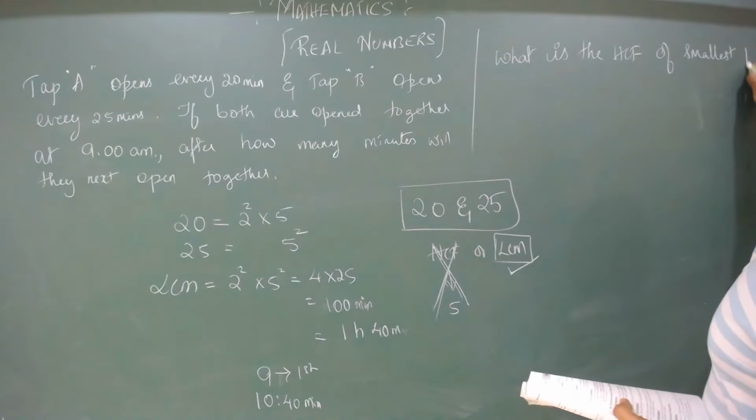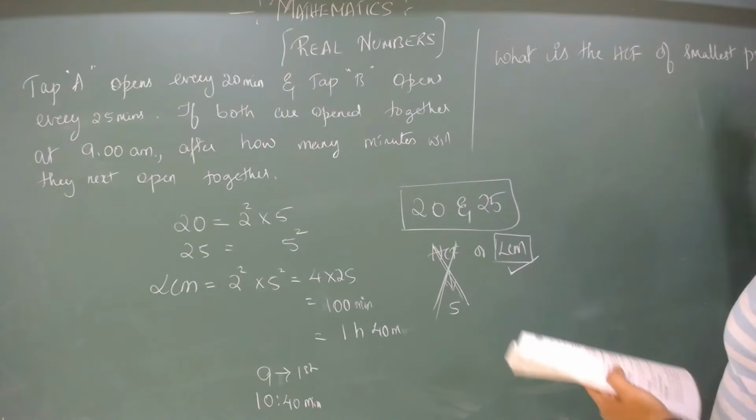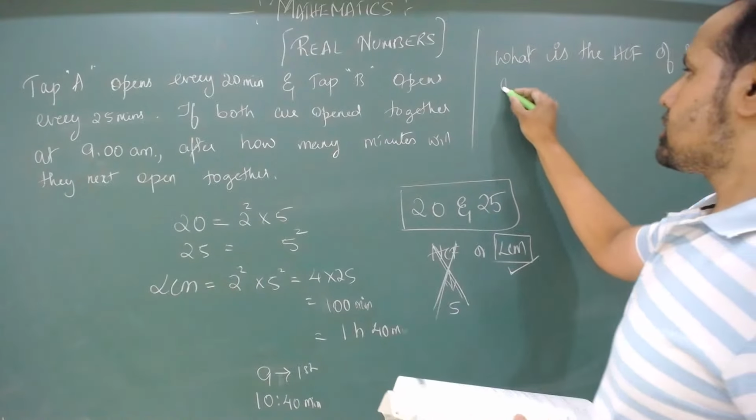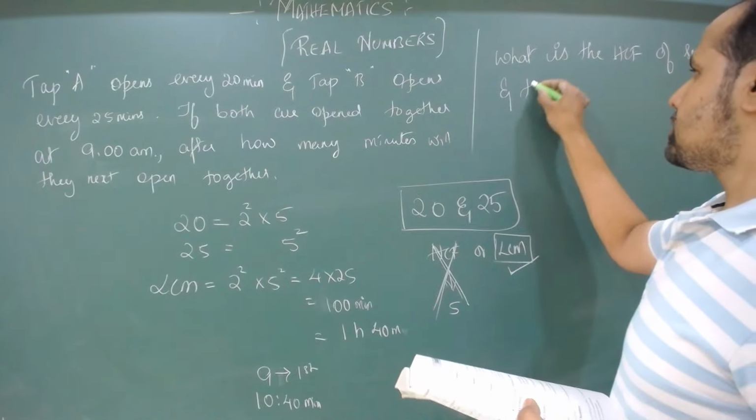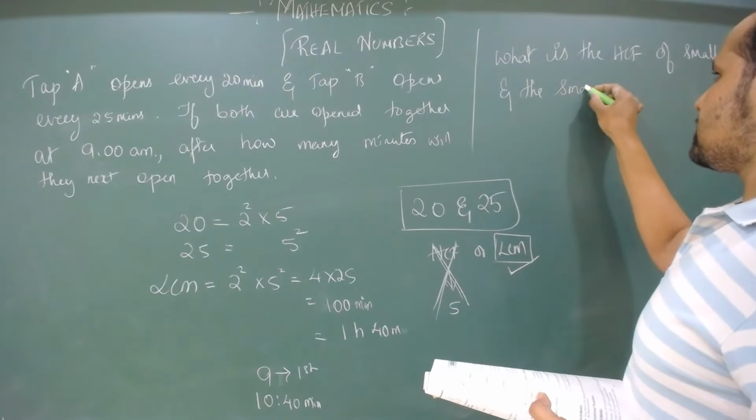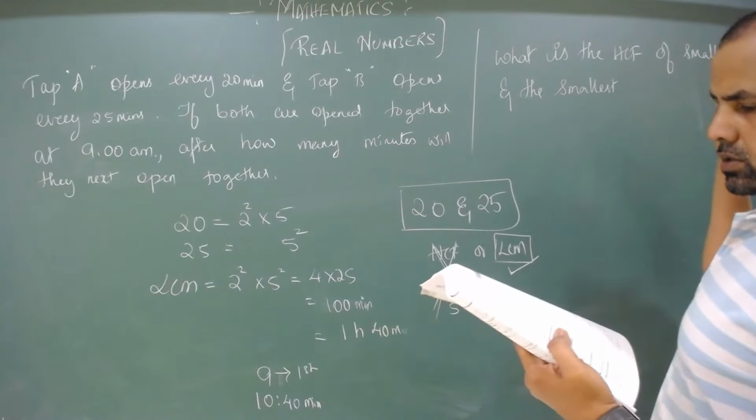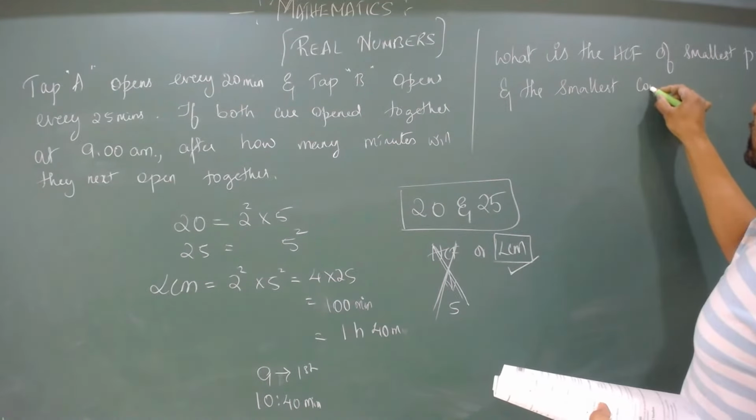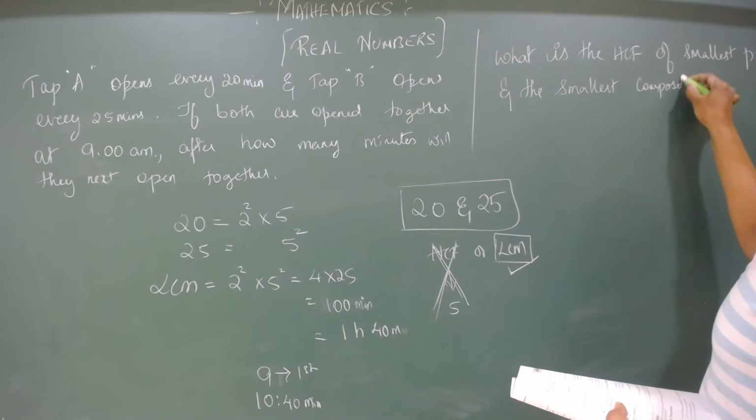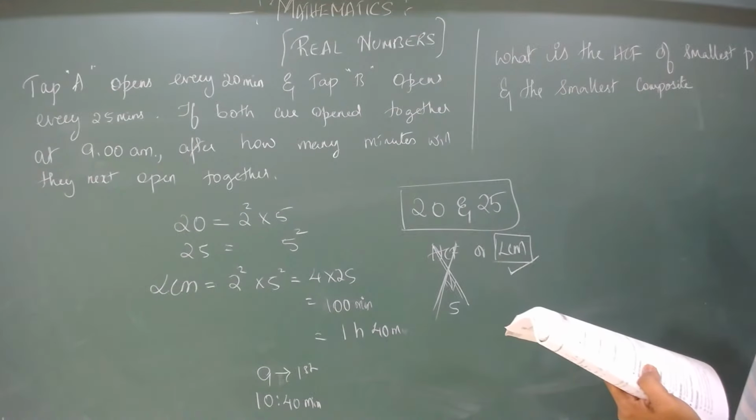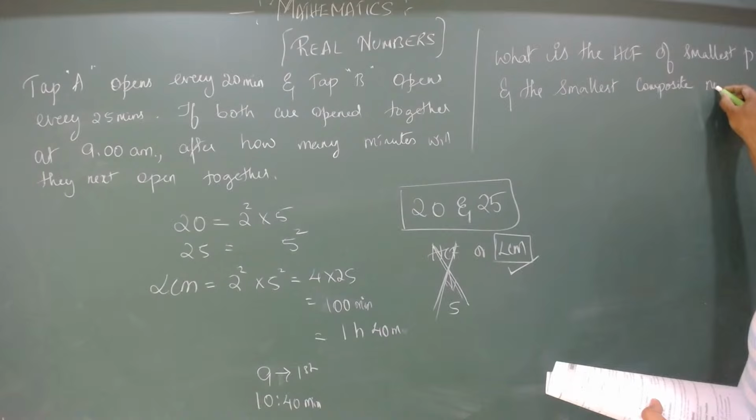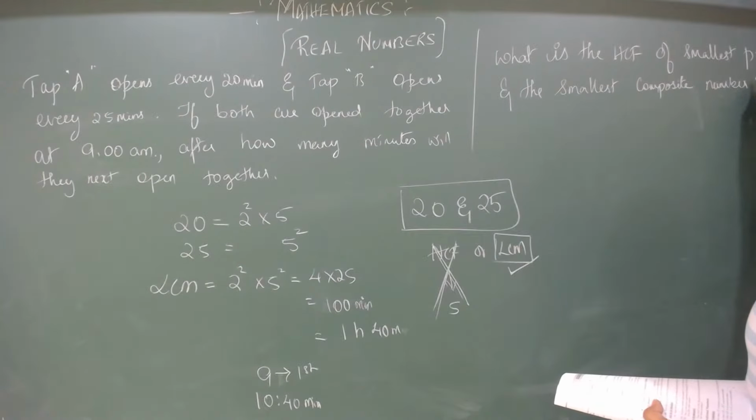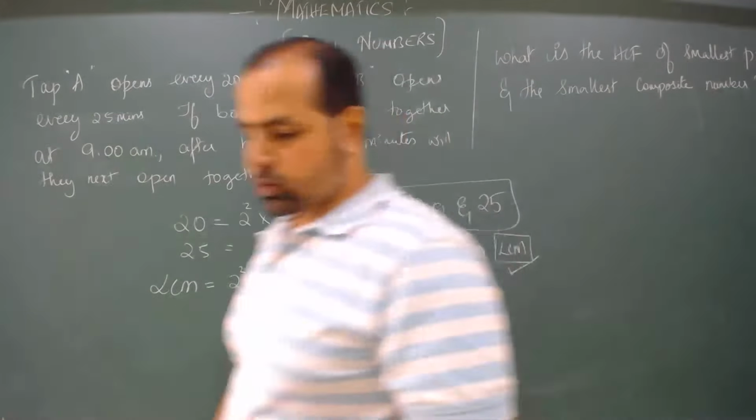Of a very regularly asked question? Smallest prime and the smallest composite. Smallest prime and smallest composite number. 2-mark question.